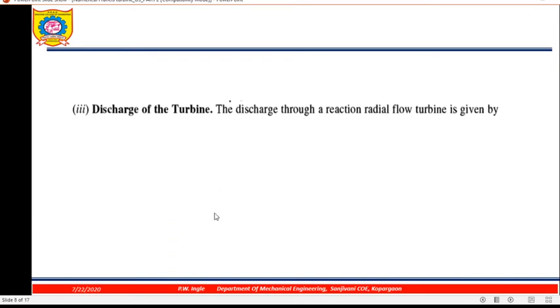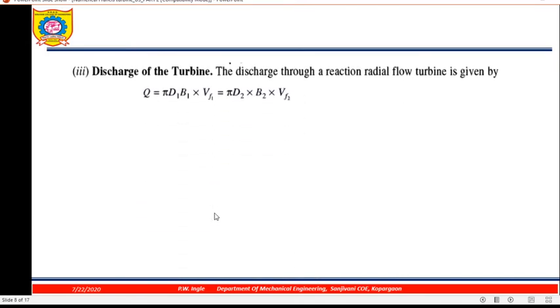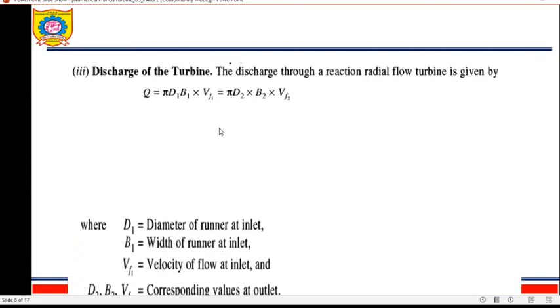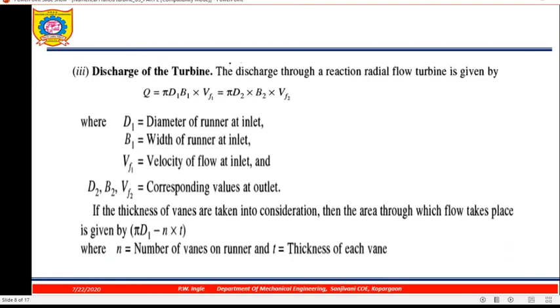Okay. Then discharge. Yes, I told you it is pi D1 B1 into Vf1 equal to pi D2 B2 into Vf2. Why equal? Because discharge Q remains constant. So D1 is the diameter of runner at inlet, B1 is the width of runner at inlet, Vf1 is the velocity of flow at inlet, and D2, B2, Vf2 are corresponding values at outlet.